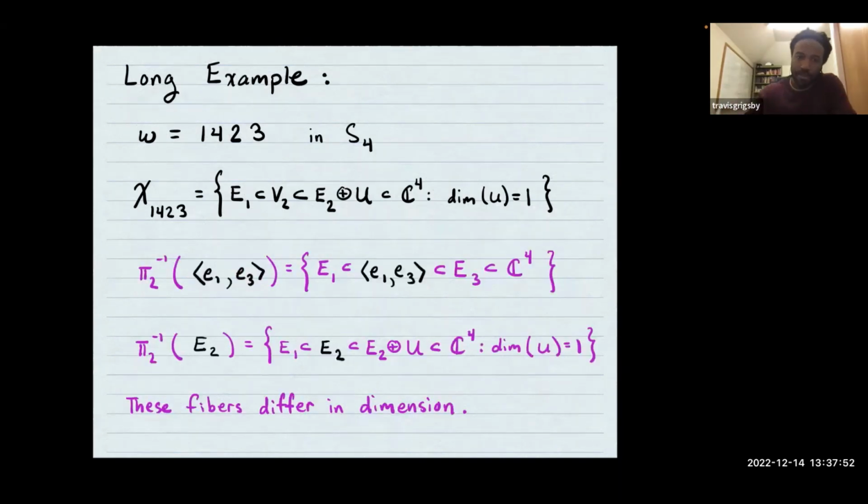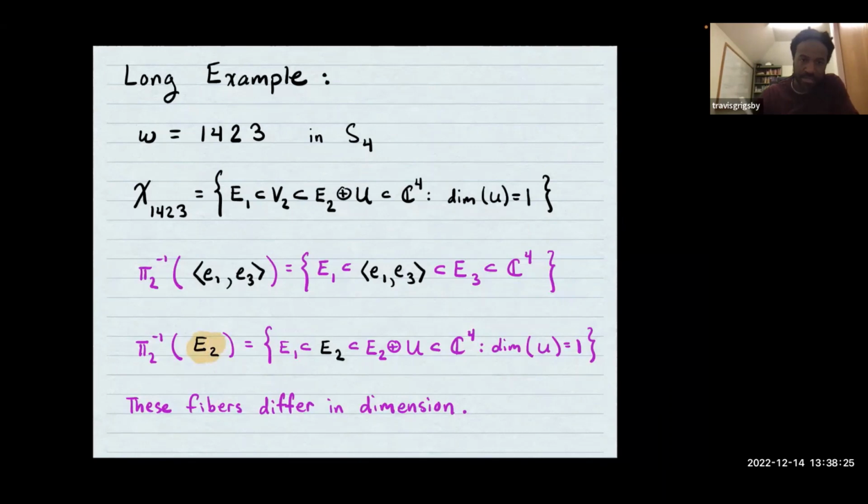So the space E1, E3 happens to be in the image of this projection map. And if you take the pre-image of that space, you get this. Okay, that's a singleton set. It's just that one flag.